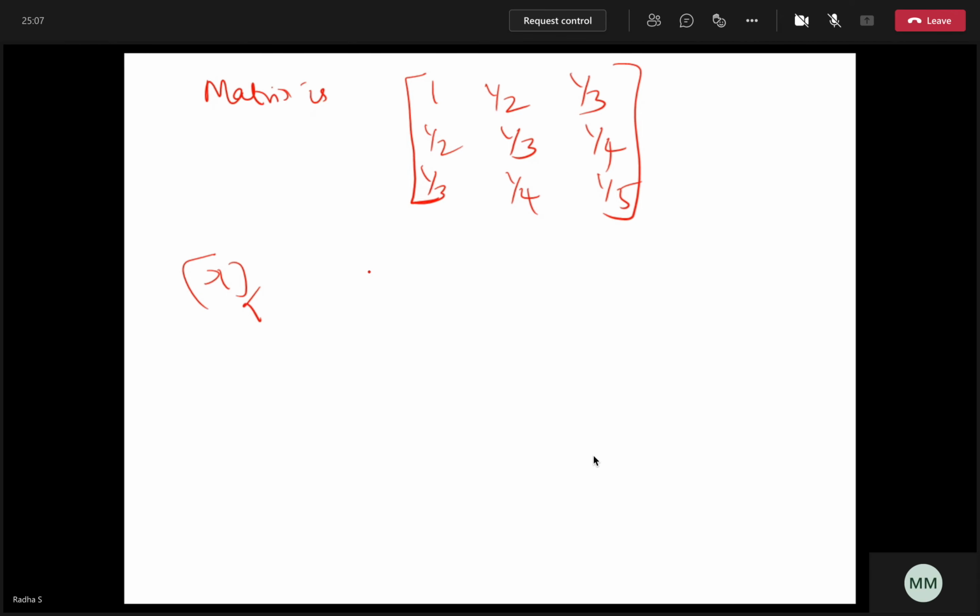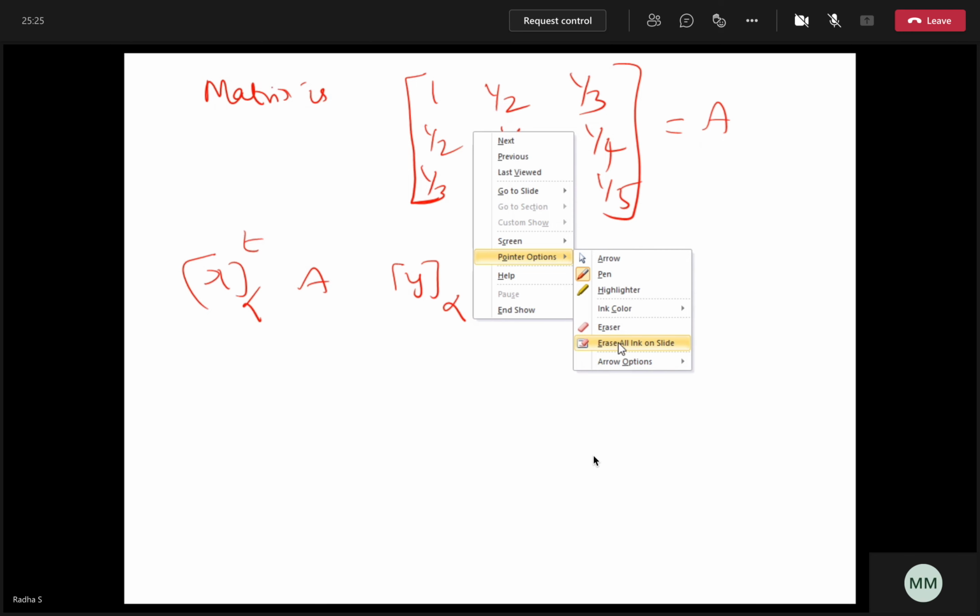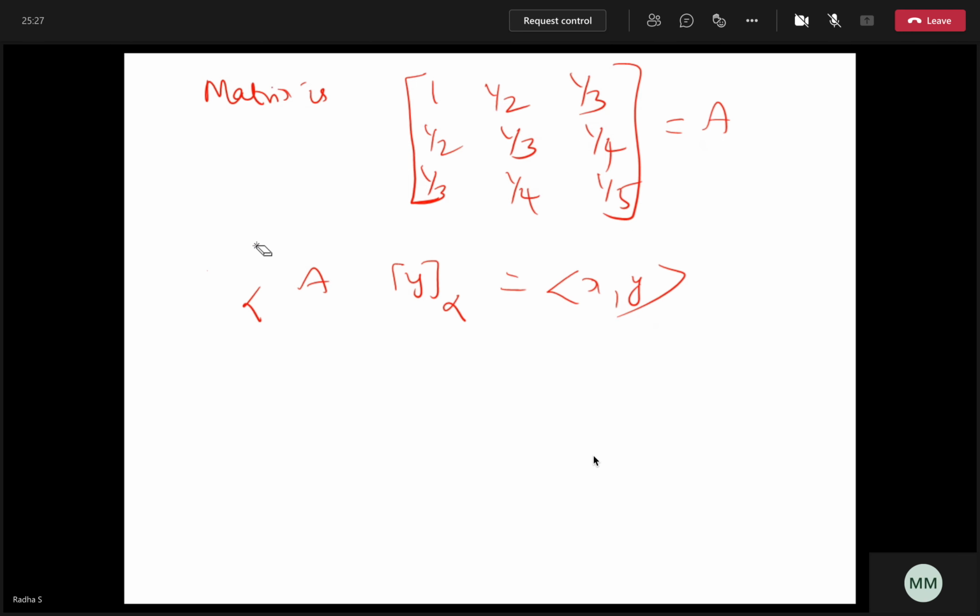What is that alpha? 1, x, x square. Then y with respect to alpha you should know. If this is A, it should be transpose of this into this. So this will give you the inner product between x and y. And this is called the matrix of the inner product. Anyway, this is not asked. Now it is asked only to find the matrix.